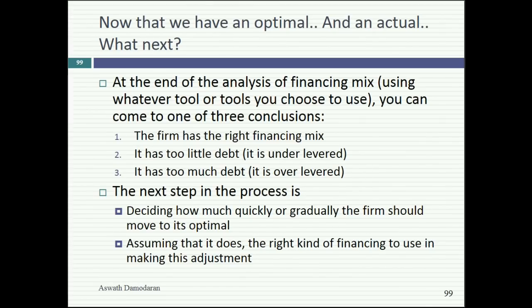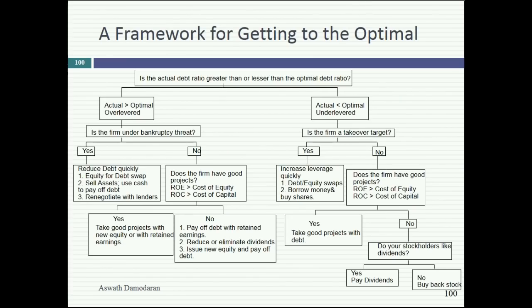We've talked about which kind of problem is a better problem to have. It's far better to have too little debt, which is easier to fix, than too much debt. So the next step in the process is figuring out what to do about that optimal. There are two questions I want to answer today. One is, assuming that your company is under-levered or over-levered, how quickly or gradually can you move to the optimal? How big of a problem is this that you need to fix right away? And assuming you decide to move towards the optimal, what's the right kind of financing for you to get there? If you're under-levered, what's the right kind of debt? If you're over-levered, what's a way of raising equity to bring the debt down? So let's look at the process. I have a framework that I find useful for getting from the actual to the optimal.